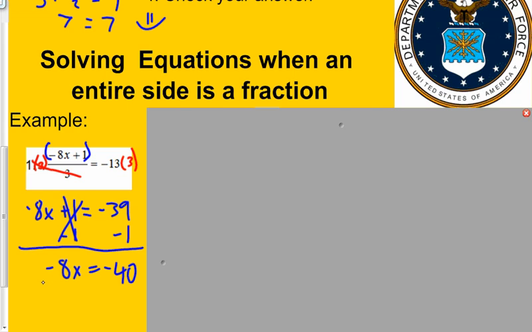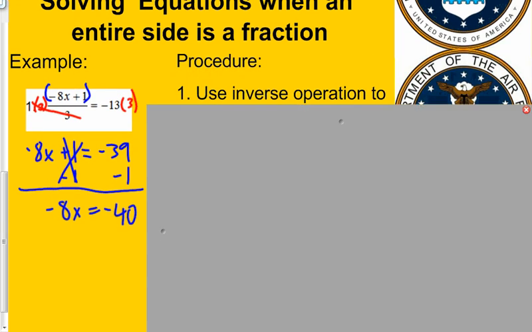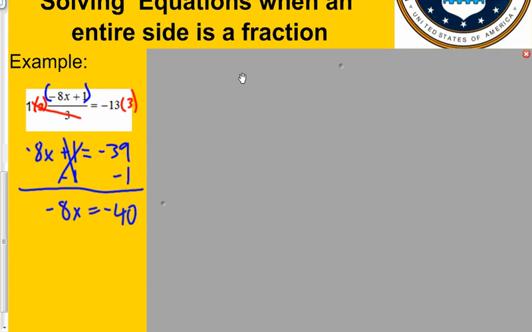Now, last step would be get rid of this multiplying. I know it's a negative 8, and you tend to want to somehow undo a negative 8 by adding 8, but look at what it's attached to. It's attached to the x. That means it's multiplied by the x. That means the inverse is division, and we have to divide it by that whole number. The whole number is negative 8 there. It's actually an integer, but the entire thing is divided by negative 8. That cancels itself out to be x. Divide by negative 8 on this side, and you get 5.